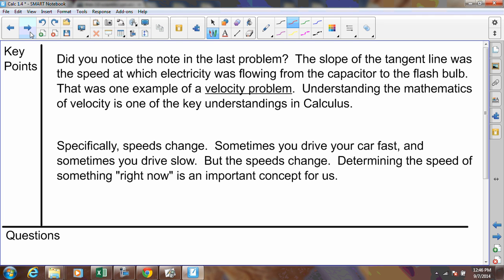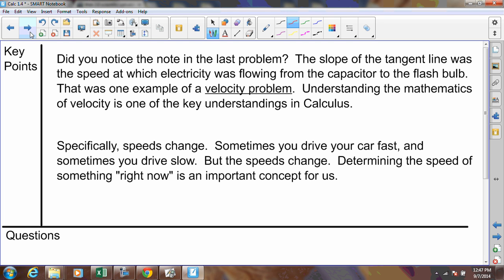Those types of problems, though, are based on a velocity piece. The faster that you can have the capacitor releasing, the better your camera will be. That's a velocity problem. In calculus, velocity problems are absolutely critical. You do all kinds of things that are based on speed, and especially when you talk about how speed changes.